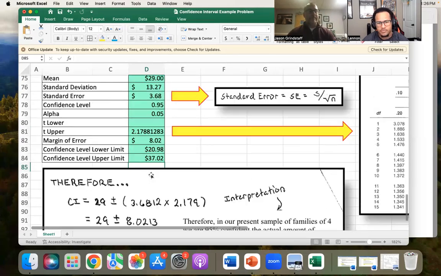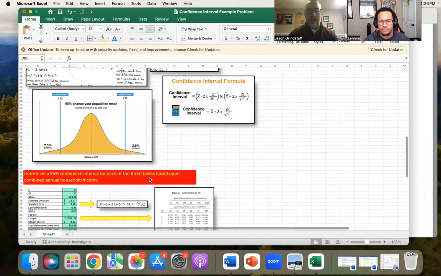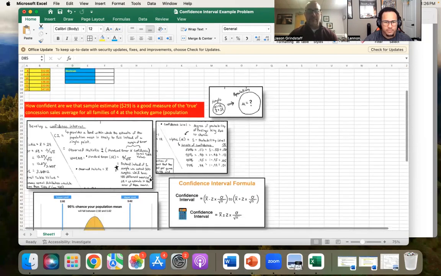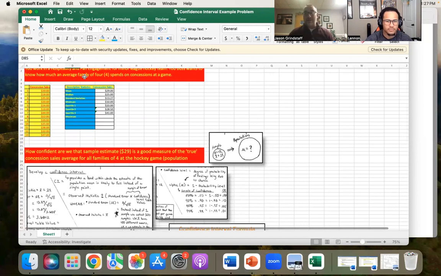So that's kind of the steps that you would take to calculate a confidence interval around a sample statistic. I know that's pretty quick to go through.